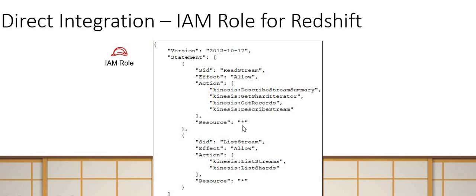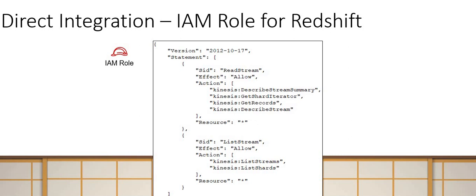So you can see here, first of all, it should have the list stream permission. That means it can list the streams and list the shards. So this should be across all the resources. And then it can read the stream, and you can see it can read the records, get the iterators, describe the stream summary, and describe the stream. Here, the resource is star. That means all resources. But here you can make security tighter by simply mentioning only the Kinesis data stream you want to read from.